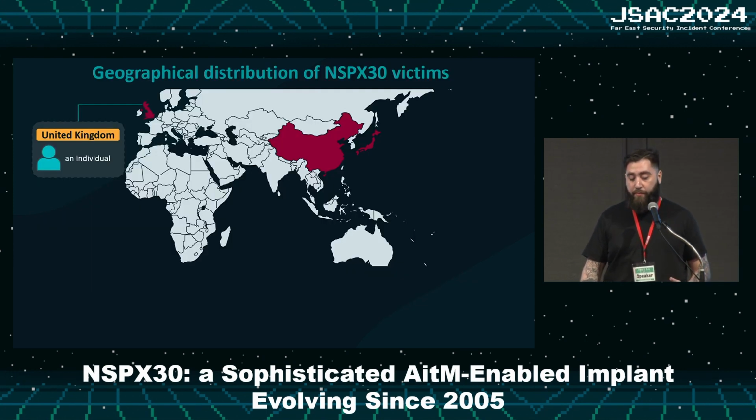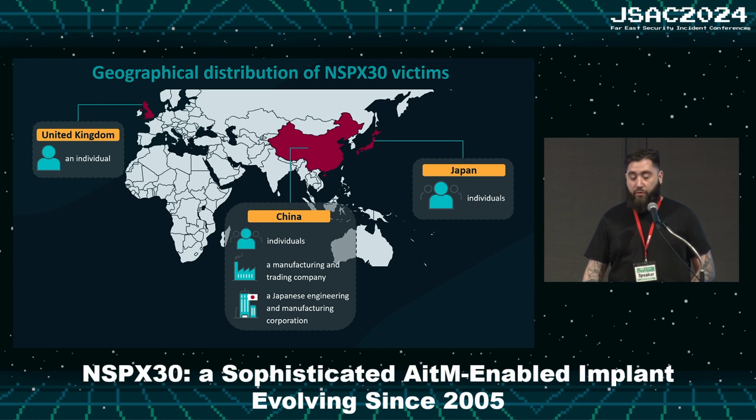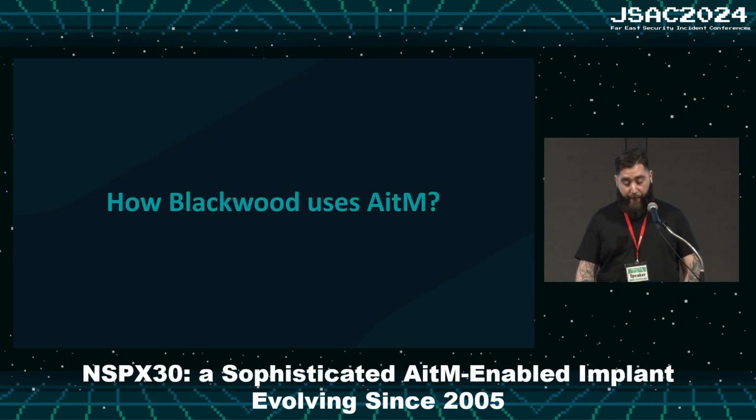In the United Kingdom, Blackwood targeted a Chinese-speaking student of a high-profile university. In China, they targeted individuals, a local manufacturing company, and a Japanese engineering and manufacturing company. And here in Japan, Blackwood also targeted individuals. So now it is time for us to talk about the technical details of our investigation. We'll begin analyzing a particular case that occurred in 2022, the breakthrough that I mentioned earlier, in which the victim received the implant through a legitimate update protocol.